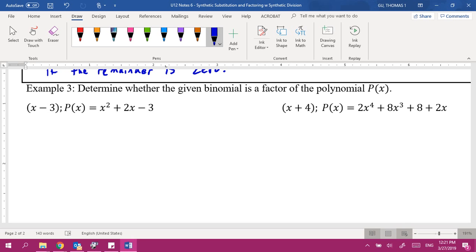Yes, it is a factor of the polynomial. Okay, so the first one, we're going to check if x minus 3 is a factor of p of x right there. So we're going to divide and see what the remainder is. So what is my a value here? 3, right. Change the sign. What are my coefficients? 1, 2, and negative 3. Very good. Set it up.